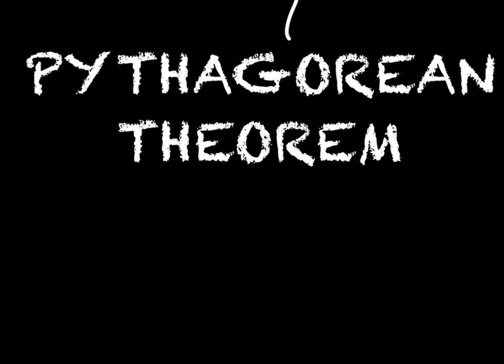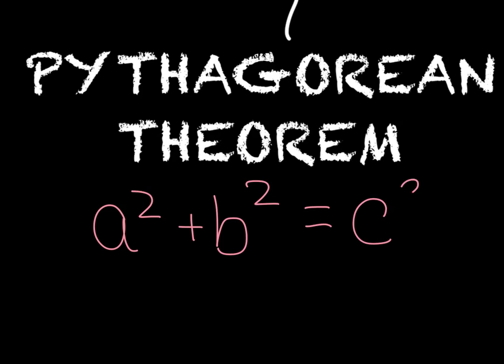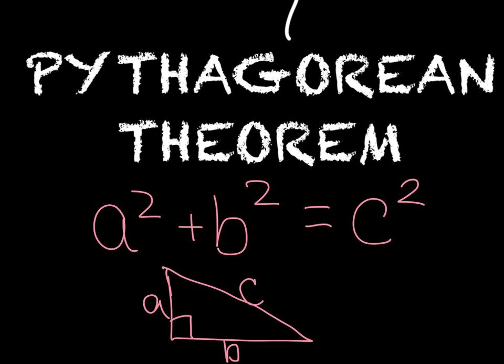Pythagorean theorem word problems, you will have to use the Pythagorean theorem. a squared plus b squared is equal to c squared. And of course, this only deals with a right triangle. Here's a, there's b, and c is always the hypotenuse.